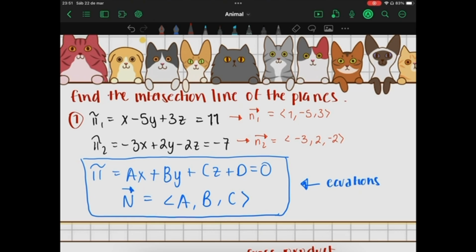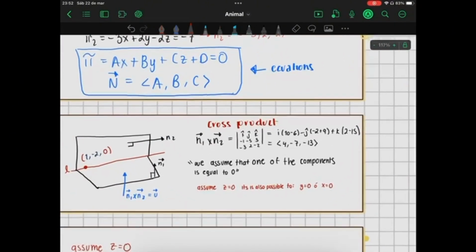So P equal ax plus by plus c plus d equal to 0. To find the vector is equal to capital A, capital B, and capital C. And having those equations, we can start with the exercise and solve it correctly.